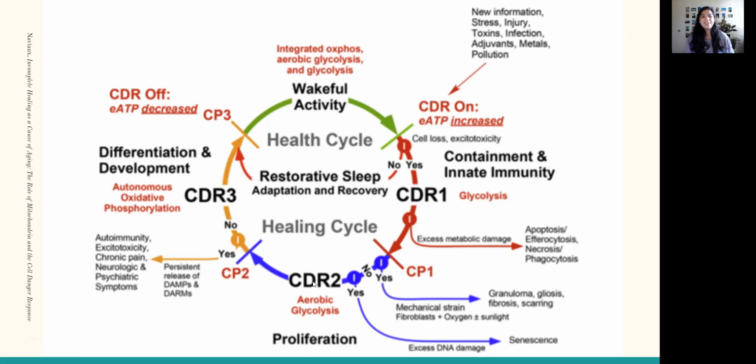Back to CDR3 though, you are in the differentiation and development stage. And so you're not quite out of the woods yet, but your cells are recouping. They're almost there. They're using oxidative phosphorylation for metabolism, and they are headed towards checkpoint 3, which divides wakeful activity and differentiation and development. And if they pass through this checkpoint, they're back into wakeful activity and are considered completely healed. And again, that is what we want. We want our tissues and our cells to completely heal. However, we see problems when they get stuck along the way.